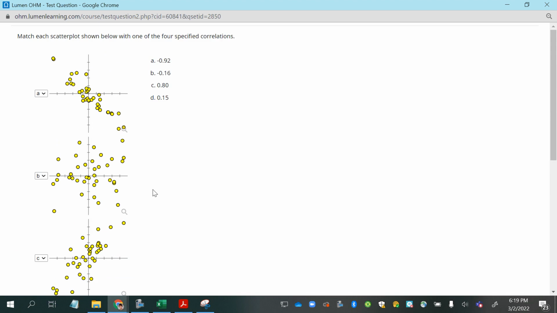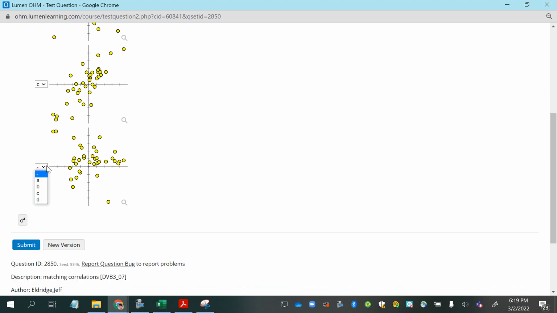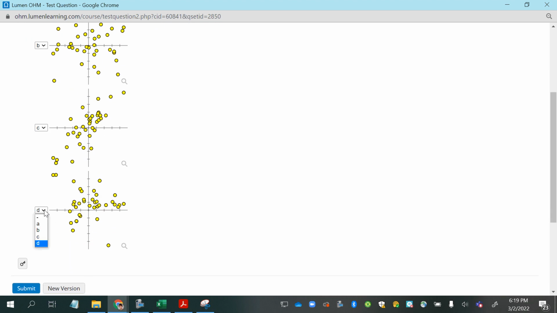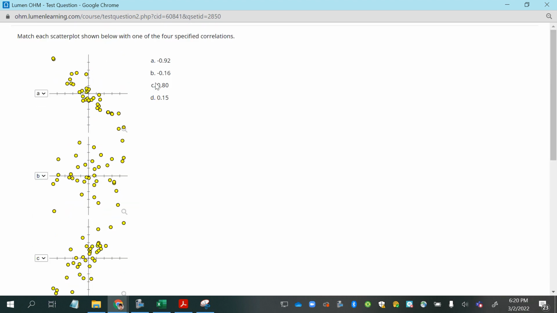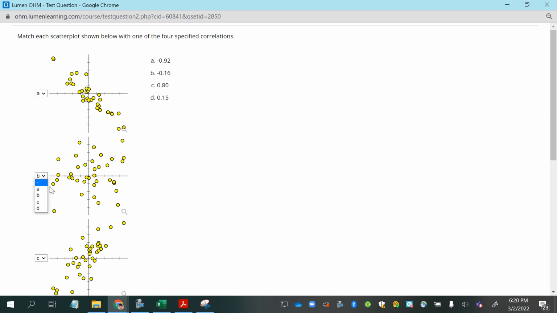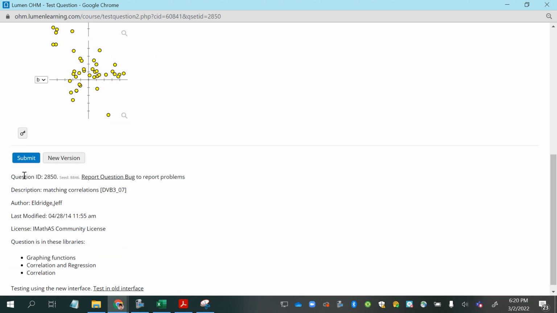Oh, I still don't know, because the positive one is supposed to be slightly weaker, and I feel like this one is slightly stronger. Oh gosh. I'm going to change my answer. I'm going to go with -0.16 for this one. I'm going to go with B here and D for this one. Let's see if I'm right.